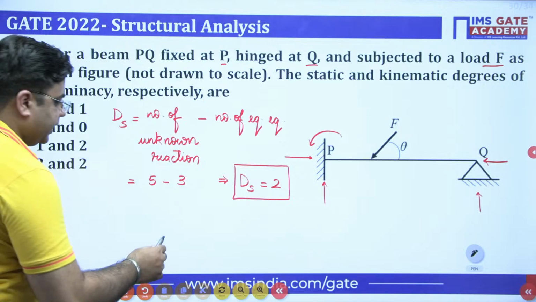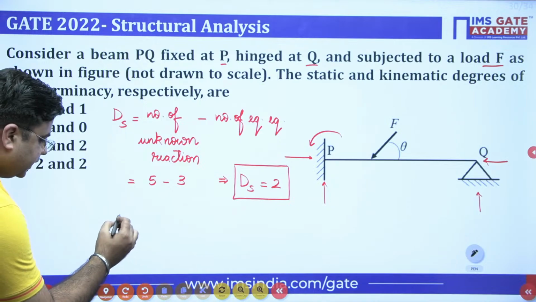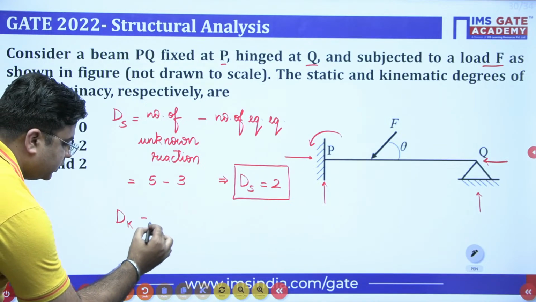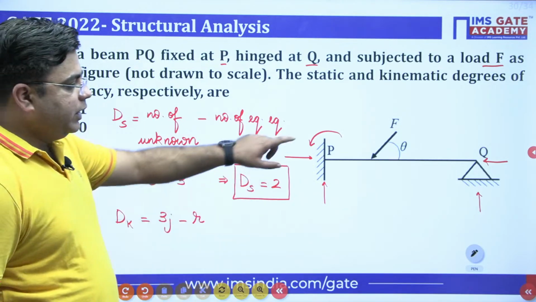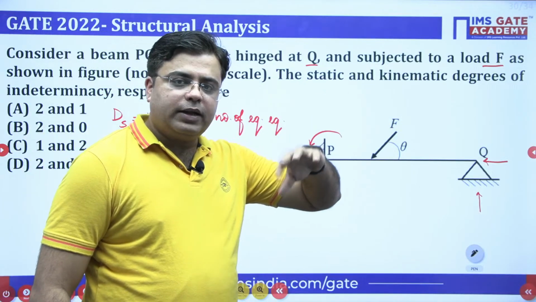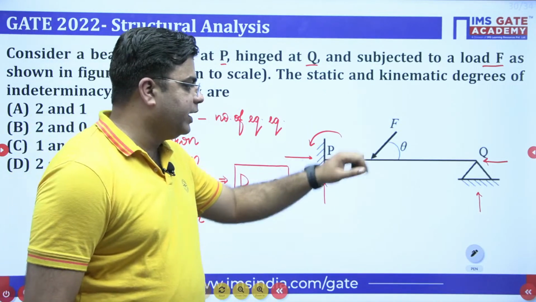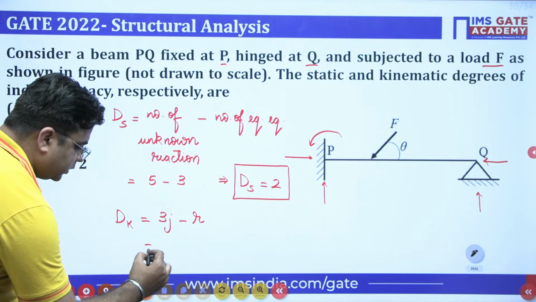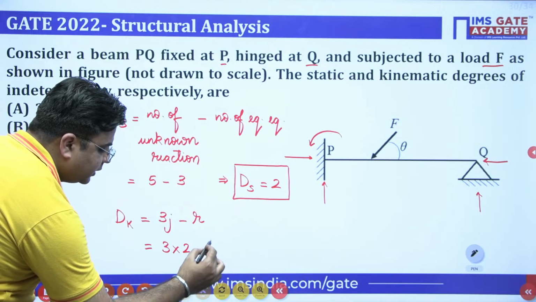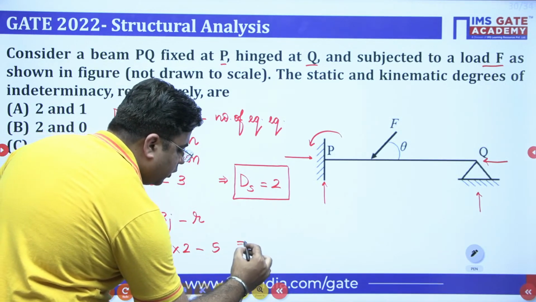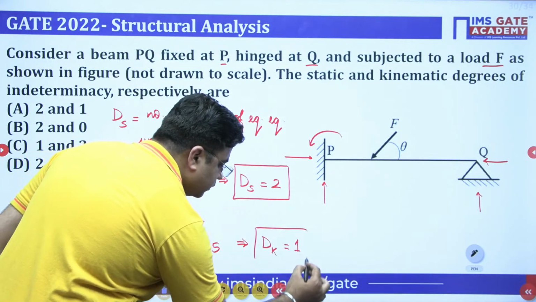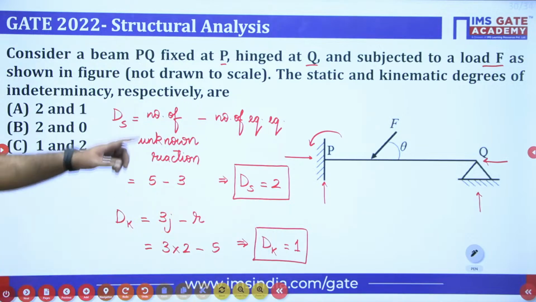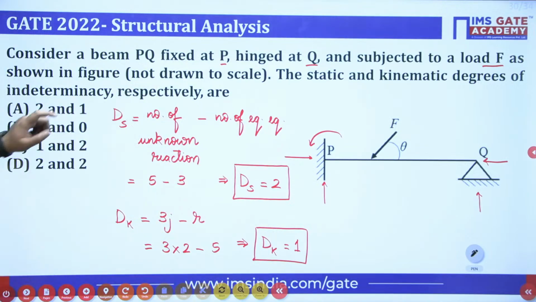Now talking about the degree of freedom or degree of kinematic indeterminacy dk for the beam. This is equal to 3j minus r. At every joint, there are 3 degrees of freedom, but these degrees of freedom are restricted by the support reactions. So we have 2 joints, so 3 into 2 minus the support reactions, which is 5. So the degree of kinematic indeterminacy or degree of freedom comes out to be 1. So just check with the options. Degree of static indeterminacy is 2 and degree of kinematic indeterminacy is 1. So option A is your correct option.